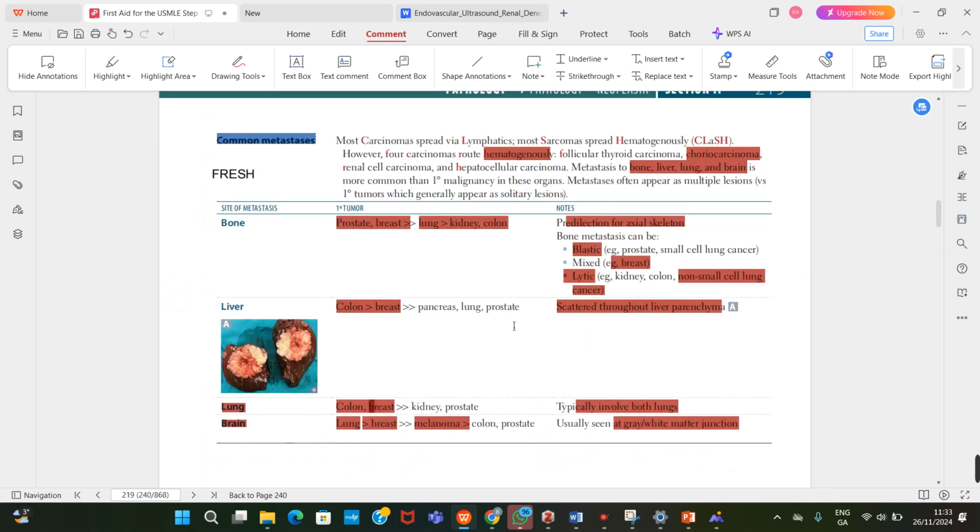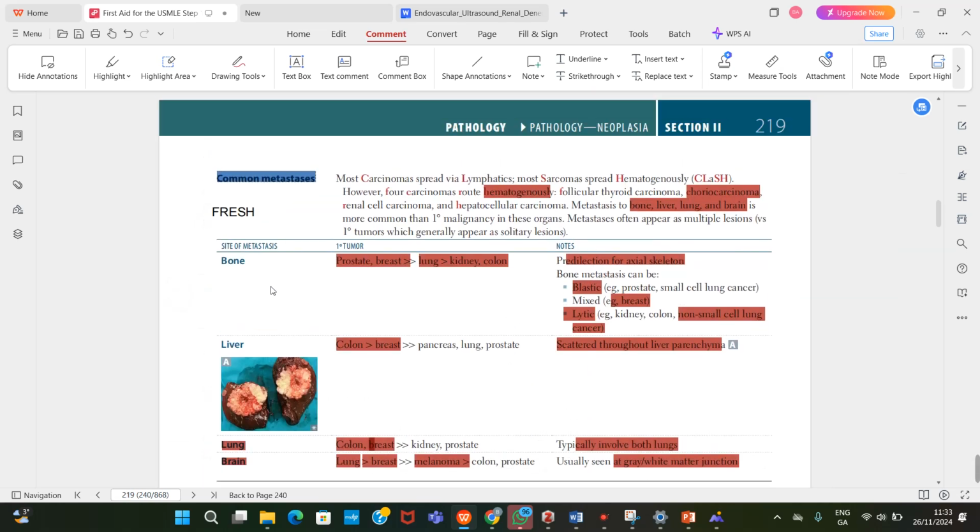So if it's the bone, you think of prostate. If it's the liver, you think of colon. If it's the lungs, you think of colon.